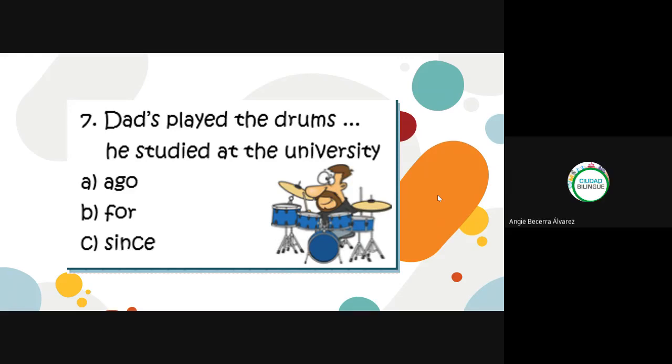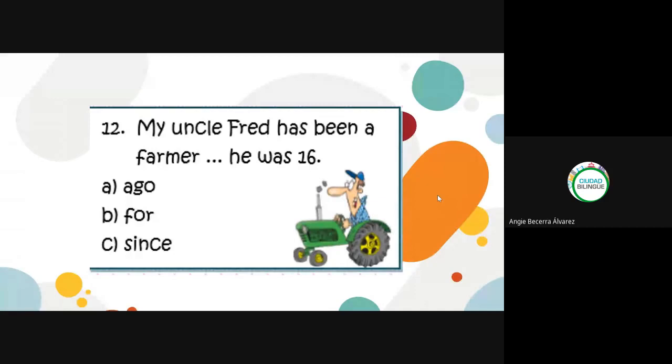Perfect. Very good. This one, my uncle Fred has been a farmer he was 16. A, B, C. Since. Since, teacher. Perfect. Very good. It is since. Aquí lo mismo. Mi tío Fred ha sido un granjero desde que tenía 16 años. Perfect. Since he was 16.